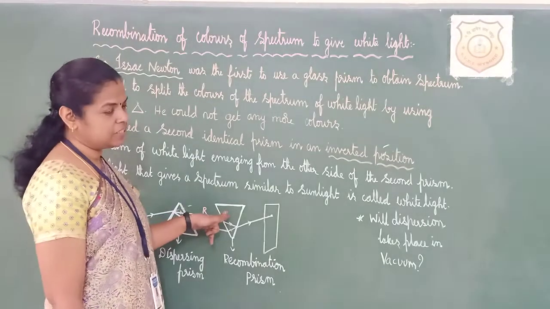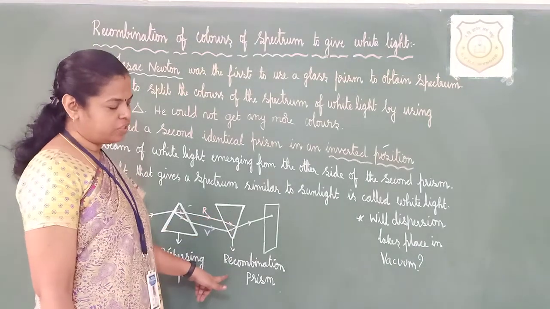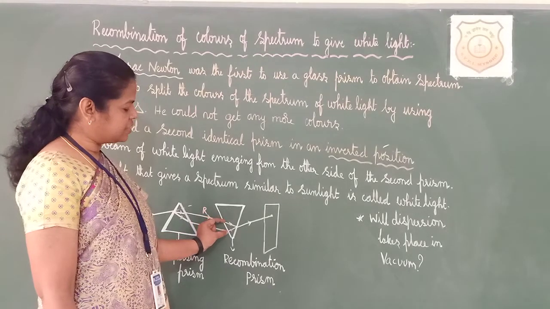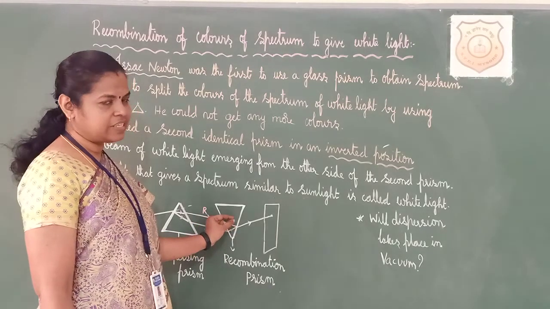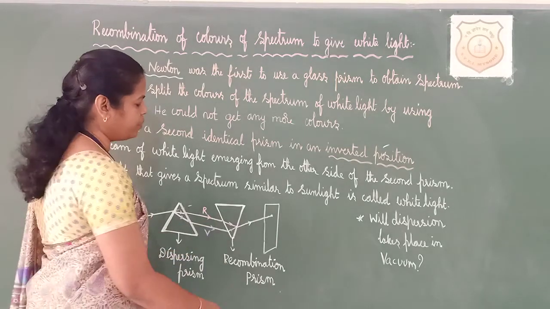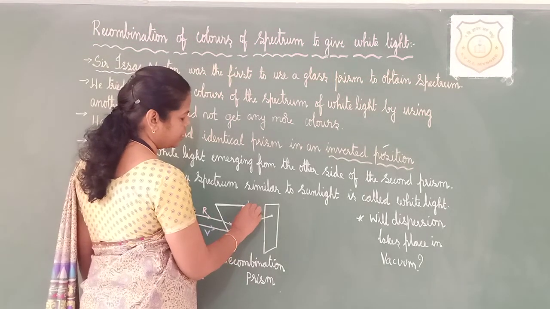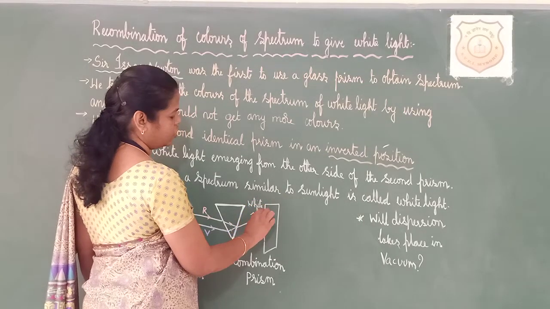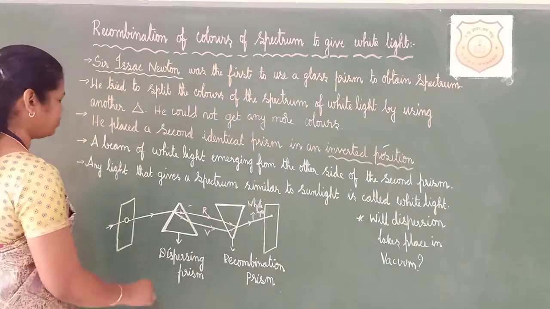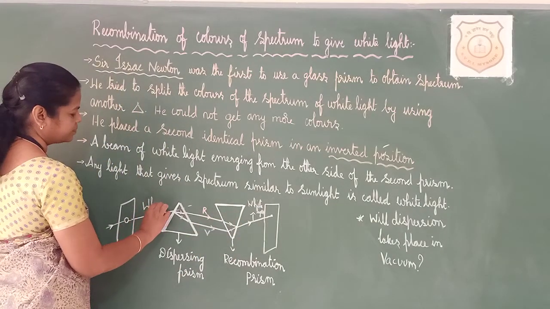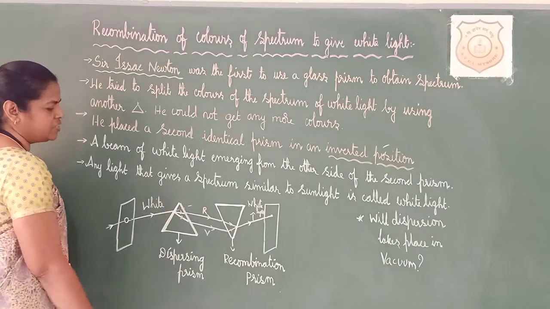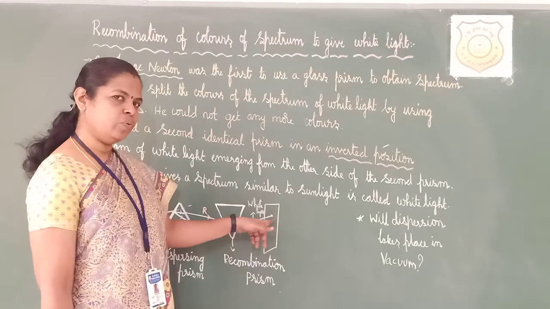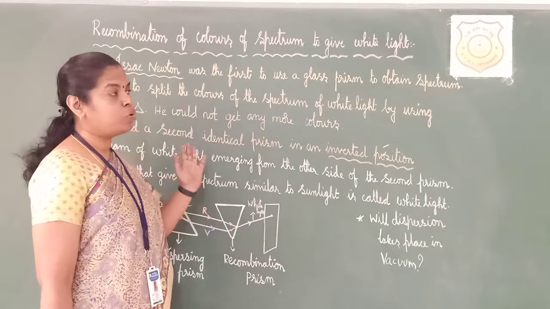He has kept one inverted prism next to that and that is called the recombination prism. So what happened? It came like this. Recombination takes place inside, and the light which is coming out, no, this is which light? White light. So the incident ray as well as the emergent ray, both are white. Okay, this ray is also white in color, this ray is also white in color. He kept a screen to find out which color, white light, is formed. Okay, so this is about the recombination.